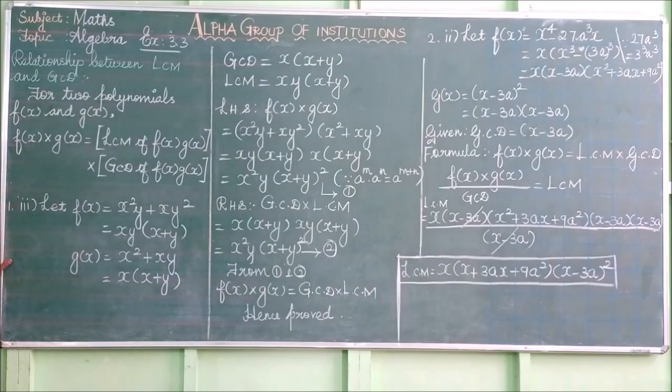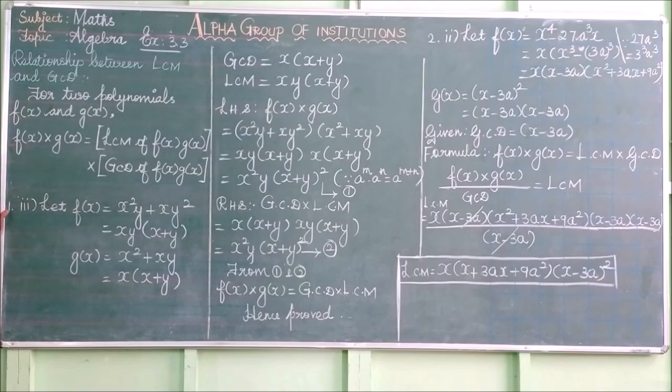So shall we move on to the problem? Everybody look at your page number 97, exercise number 3.3, first problem. Find the LCM and GCD for the following. Verify that. How to verify? f of x into g of x is equal to LCM of f of x, g of x into GCD of f of x and g of x.